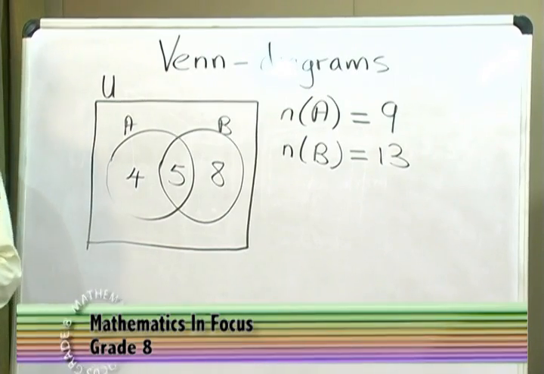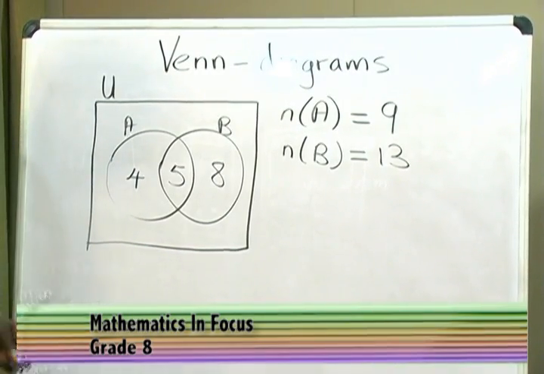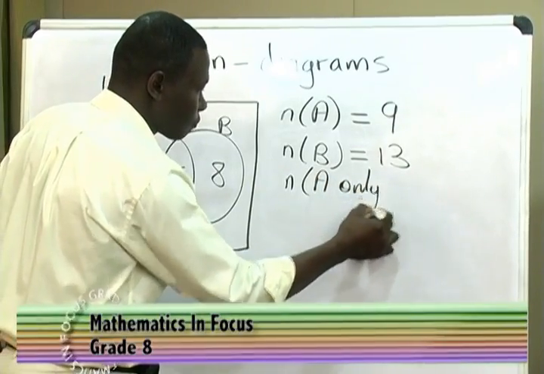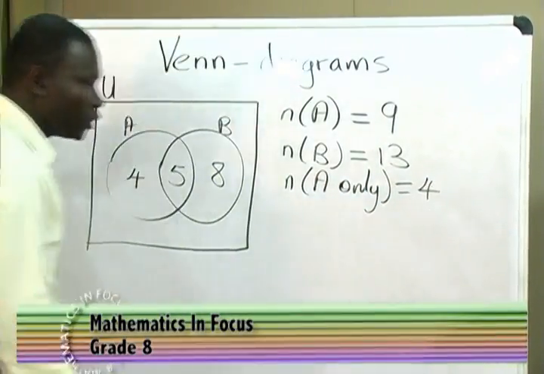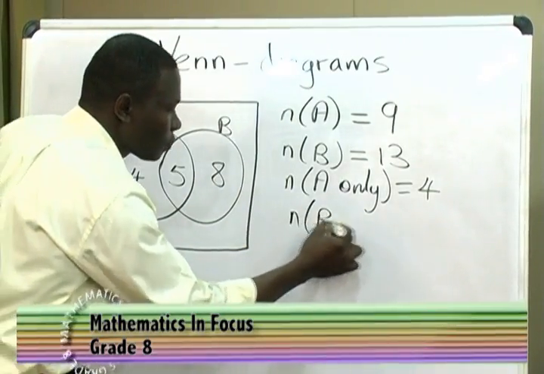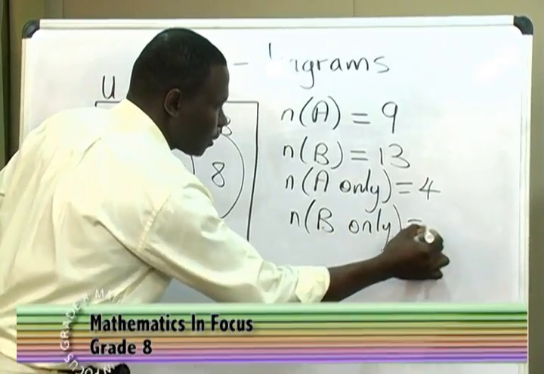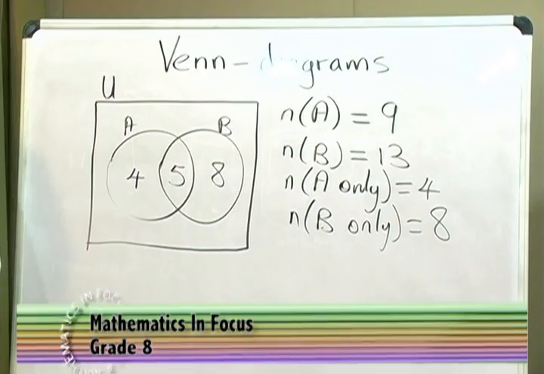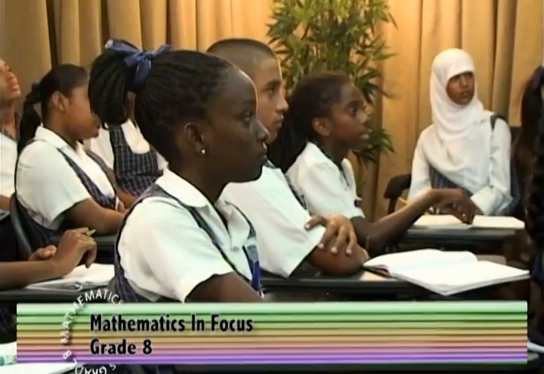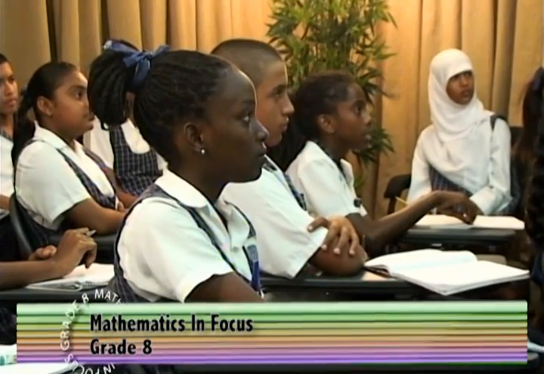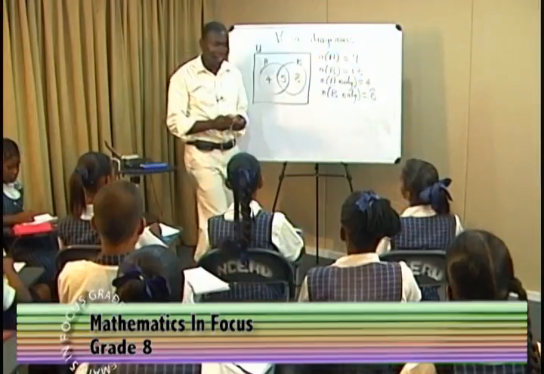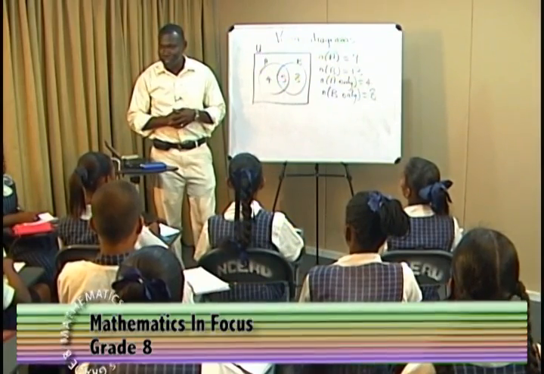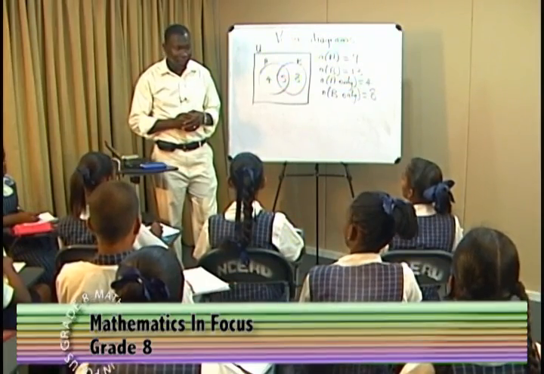Good. Number of students who study agriculture only. 4. This is equal to 4. What about this? 8. What is that saying? Number of students who study business only. Good. What about the number of students who study agriculture and business? 5. Those who study both agriculture and business. 5. Are you sure? Yes, sir.